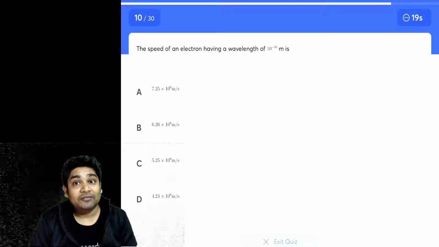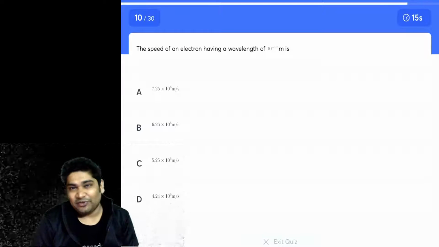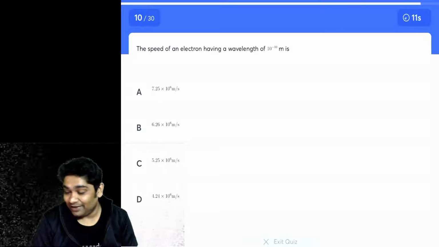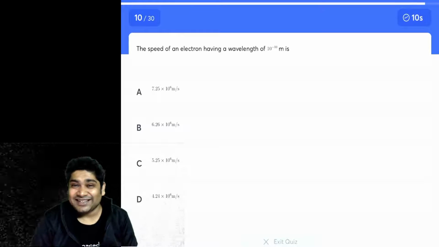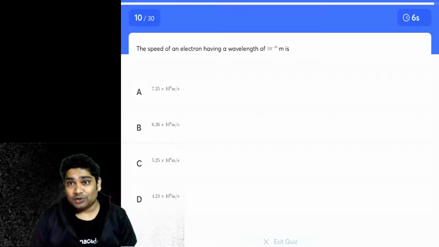You know the de Broglie wavelength, you can find out the momentum. If you can find out the momentum, you surely know the speed. So this should be easy. Just a little bit of calculation, but with a little bit of calculation, you should be fine with this question.